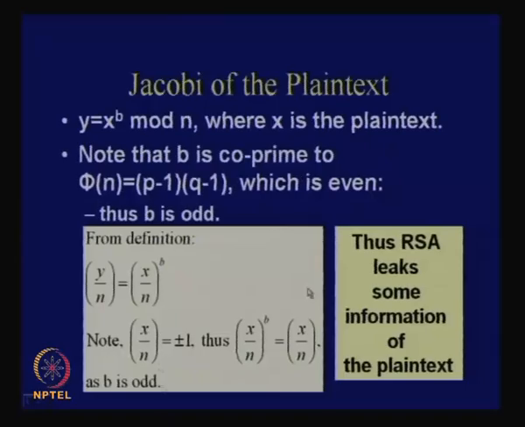So, this is one possible leakage, but it does not mean that RSA is weak, okay. It just means that there is some information leakage. Information leakage is not the only thing; if you can actually exploit this information to get the secret, then that is an attack, right, but the thing is that there is a leakage of information, okay.